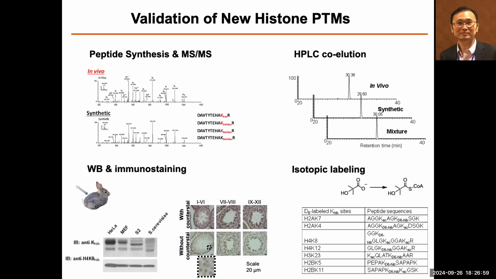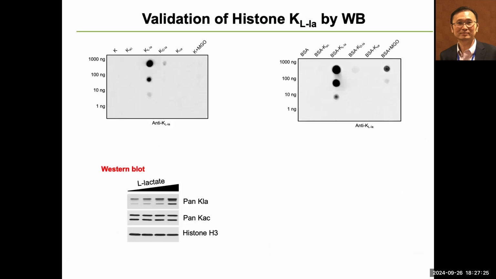Then we developed antibodies, sequence-specific or sequence-independent, to validate these modifications. We also used isotopic labeling to demonstrate whether isotopic lactate can label histone lactylation. All these 4 independent experiments fit, leading to a solid conclusion that histone L-lactylation exists in the cell. This is one example. We developed an antibody against L-lactylation. As you can tell, the antibody is very specific.